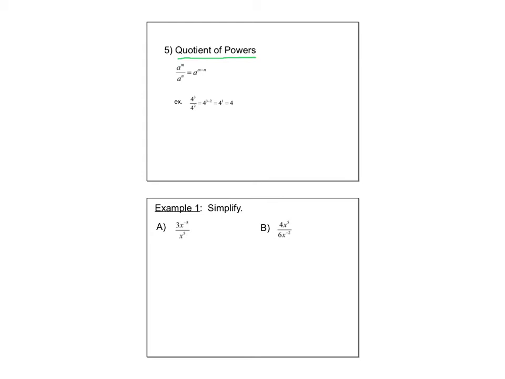So notice you got a to the m over a to the n. We go ahead and say a to the m minus n. So the one down here, we got 4 to the third divided by 4 to the second. You just go ahead and do 4 to the 3 minus 2, which gives you 4 to the first, which gives you an answer there of 4, because 4 to the first power there is just simply 4.